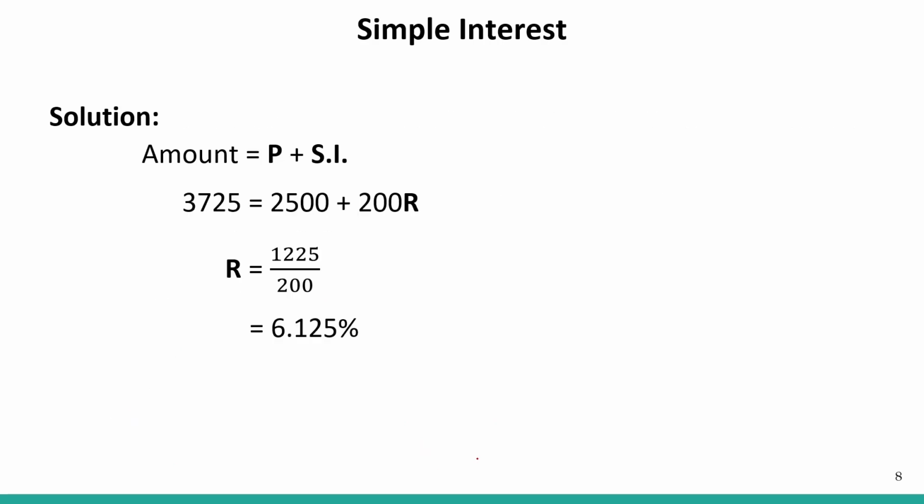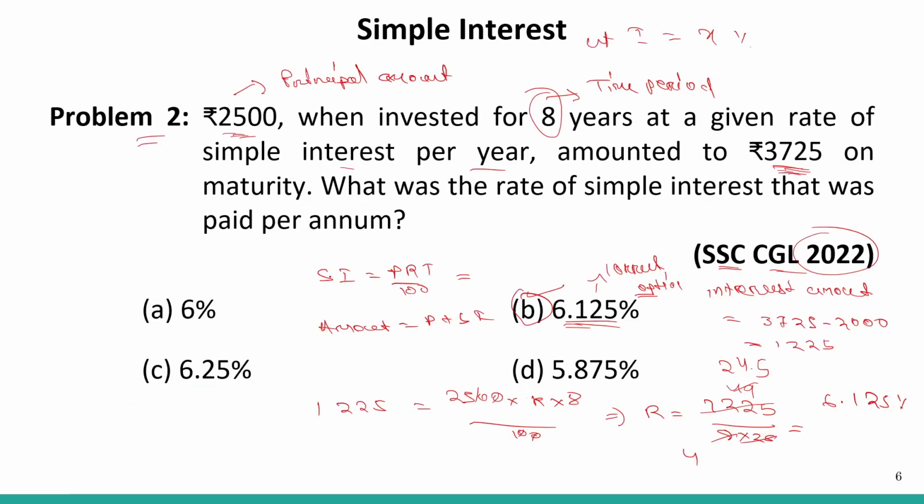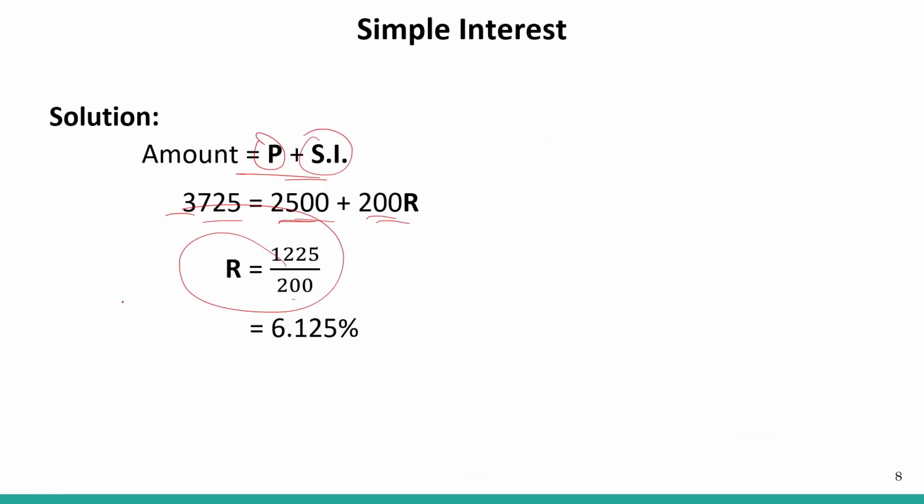Amount is equal to P plus SI, that is 3725 is equal to 2500 plus 200 R. So it will be 1225 by this much, which is what we have written here as 8 into 25. 8 into 25 is nothing but 200, right? So this is where we have come together. Both the methods are the same. So the correct and final answer is 6.125.